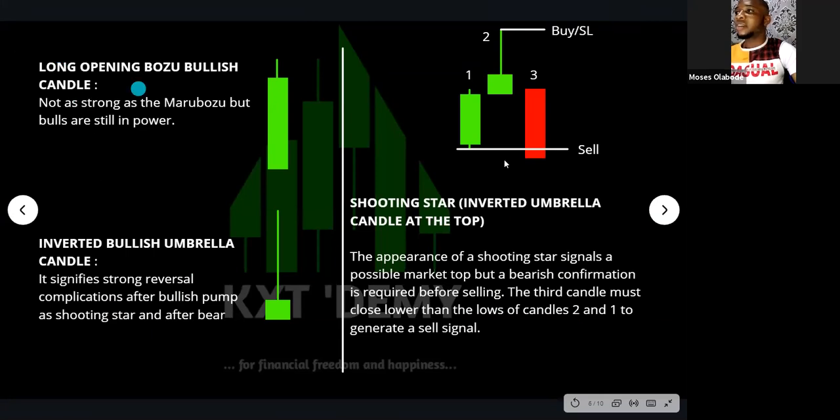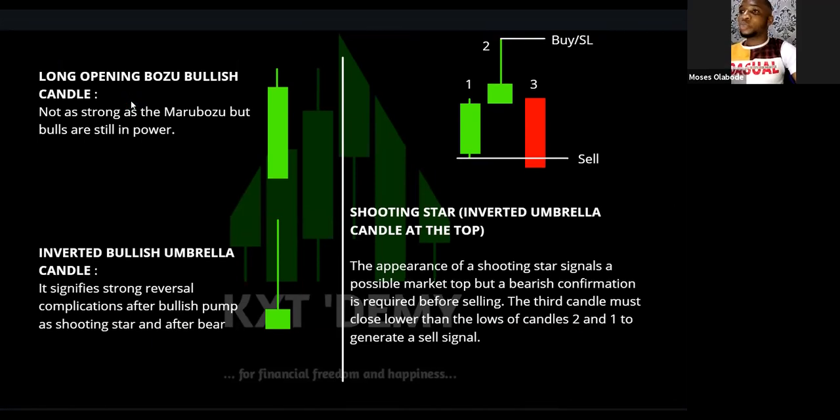Okay, so we have the long opening Bozo bullish candle. All right, so it is not as strong as the Mariposa candle, but bulls are still in power. Once you see this kind of candles, they all imply that the market is still in a bullish trend, okay? So it seems that buyers are still in power.